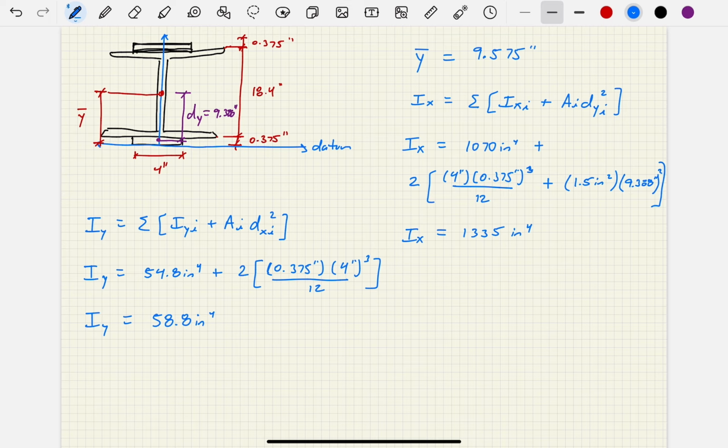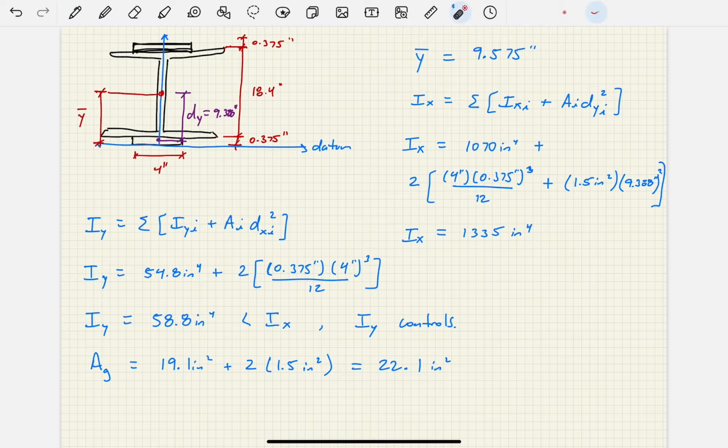And we see that since this is less than IX, we're going to say IY controls, okay? Now what we can do is get the total gross area. So I'm going to call that A gross, all right? And we're going to say that that's 19.1 inches squared plus 2 times 1.5 inches squared. And we get this total cross-section area is 22.1 square inches.